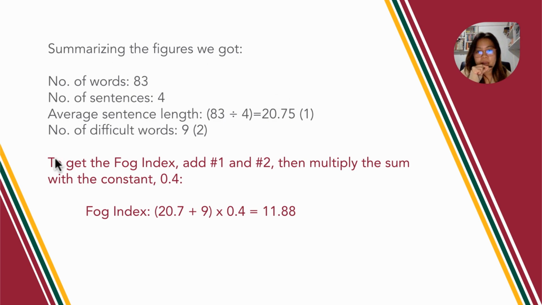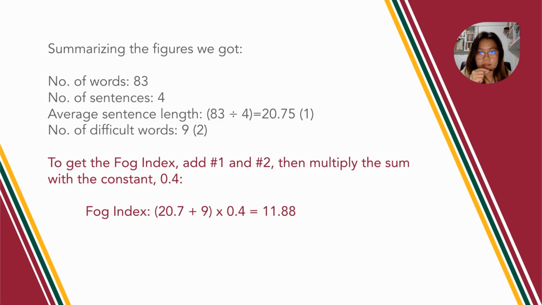Now we add the number of difficult words in the passage, which is 9, and this is what we did in step 2. So to get the fog index, we add our step 1 result and the number of difficult words that we did in step 2. Then we multiply it with the constant 0.4. So now the fog index is 20.75 plus 9, which is the number of difficult words, times 0.4, is equal to 11.88.